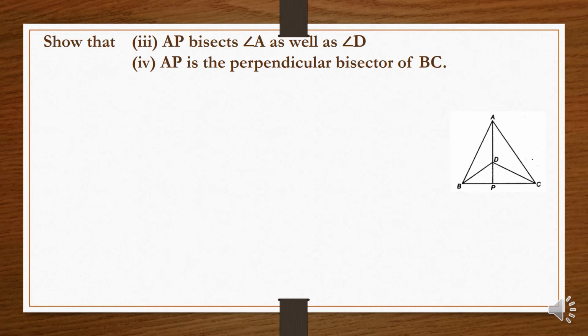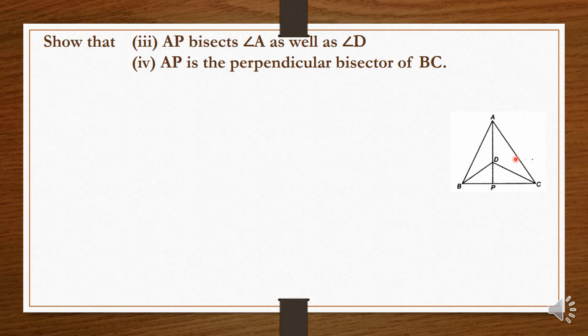Part 3 says that we have to prove that AP bisects angle A as well as angle D. Now, in this triangle, we have already proved using the congruency of triangles BAD and CAD that angle BAD is equal to CAD. Since these two angles are equal, that means this line AP or AD is actually bisecting it. Hence, we have proved that angle A is bisected by AP.